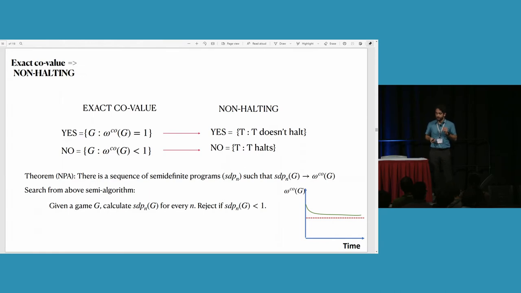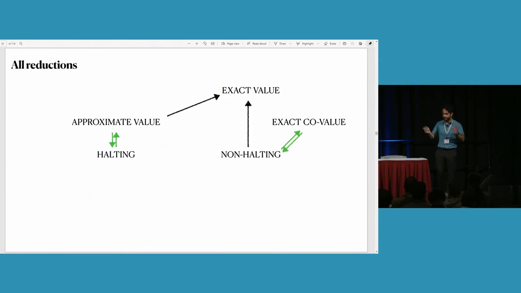And this Turing machine has a name. It's called the search from above algorithm, for the obvious reason. Or rather, the search from above semi-algorithm. All right, so let's add this to the diagram that we have. This shows all the reductions, and it tells us that exact value is strictly harder than all these other problems.